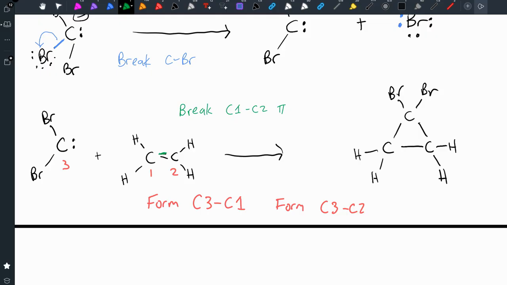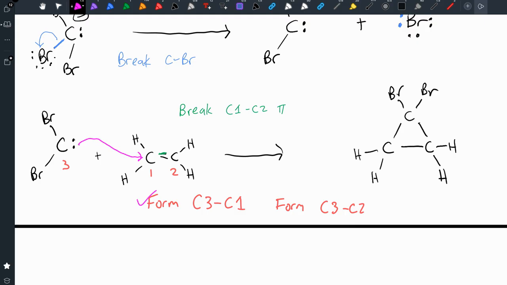Well, how am I going to do this? I see that carbon 3 has a lone pair. So I can form a bond from carbon 3 to either carbon 1 or 2 by sharing that lone pair. So let me do that. I'm going to share this lone pair with carbon 1. That will form the C3 to C1 bond.